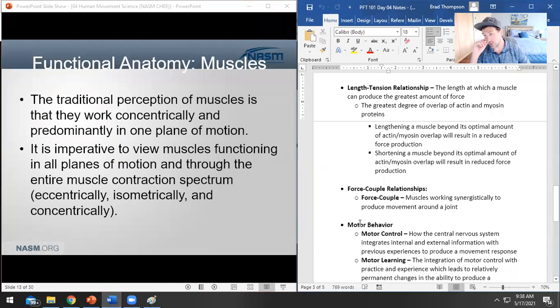So the traditional theory behind the way muscles work is a lot of people think that muscles just contract, right? They only really work that way. And so we've got to remember that, and this is really important: our muscles work through an entire spectrum of concentric, eccentric, and isometric movements.